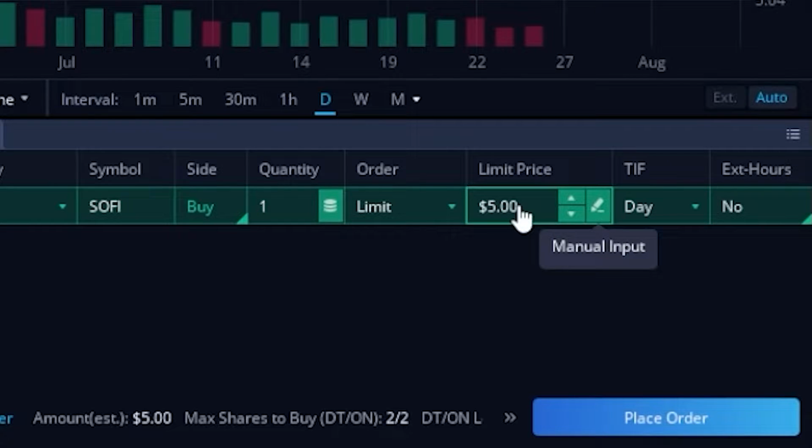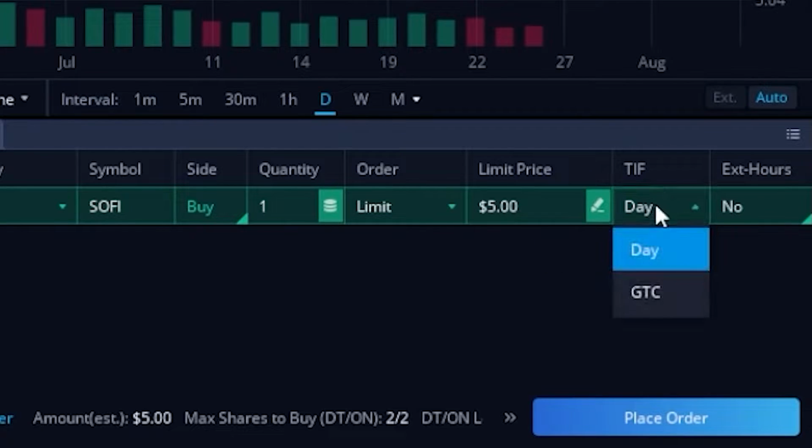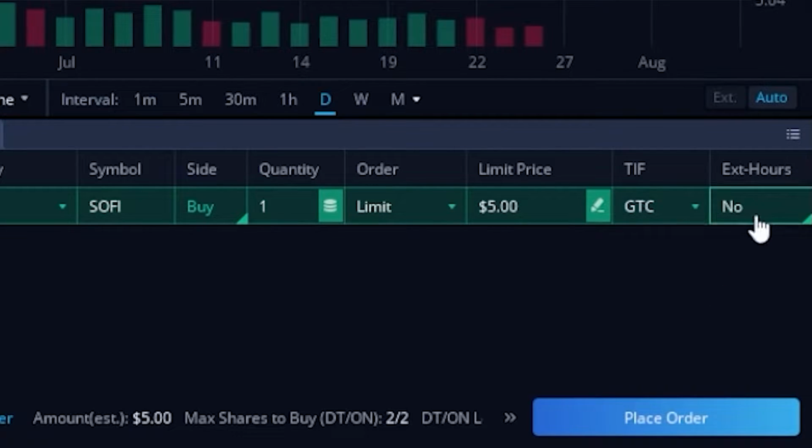So now with this limit order, with me specifying the price at $5, I'm saying, hey Webull, you better not buy me this share unless you can get it for $5 or better. And I could also make this, instead of just being a day order, I could flip it over to a good until cancel order, so it goes out every single day. And I could also come over here to where it says extended hours no, and flip it over to yes, to actually include the pre and post market.